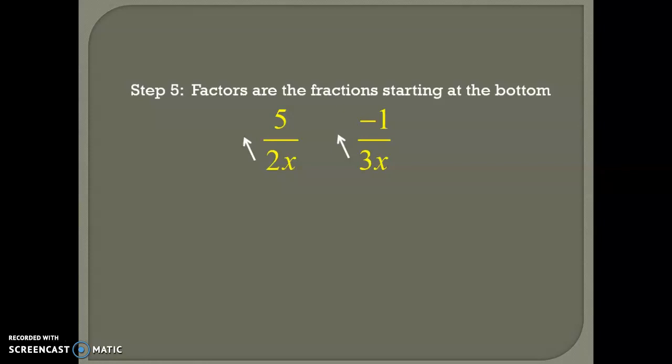In step 5, your factors are the fractions starting at the bottom. So again, if we put up the fractions we just had on the screen, put an x in both denominators, you're going to make your factors out of the fractions. So it's going to be 2x plus 5, and you're going to have 3x minus 1. Those are going to be your factors.